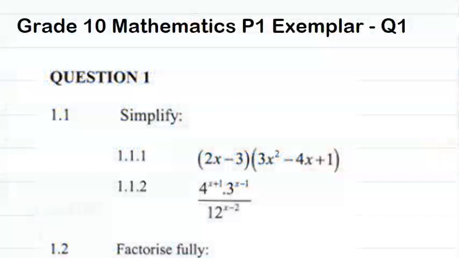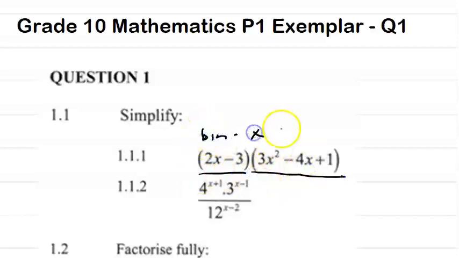So let's get going. We're looking at grade 10, paper 1, exemplar, question 1 from the exemplar paper that you have. And I'm looking at question 1, and this is saying simplify (2x minus 3) times (3x squared minus 4x plus 1). So this is a binomial times a trinomial. So we're going to multiply 2 terms times 3 terms, so we're going to end up with 6 terms.